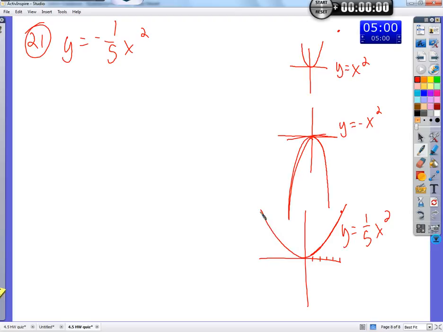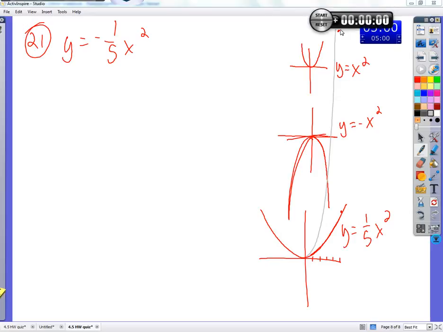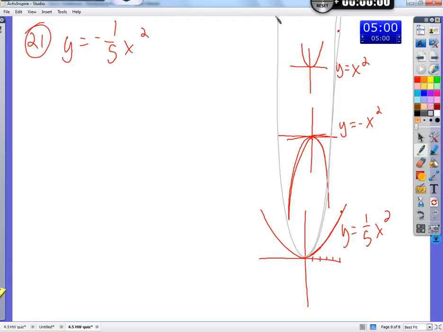So there's the 1/5 x squared. Here's x squared. Ooh, way up there. So how do they compare? Steeper slopes. This one's steeper. This one isn't as steep. And as tall.